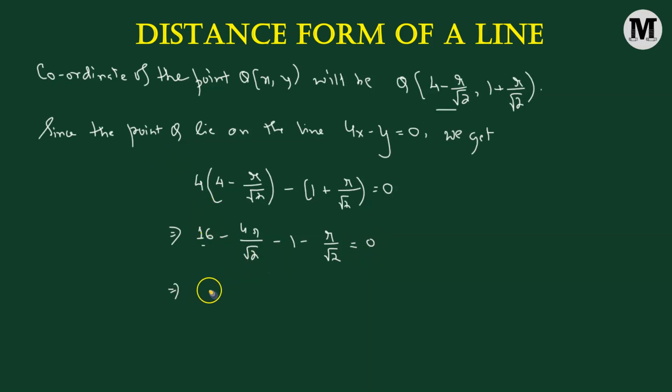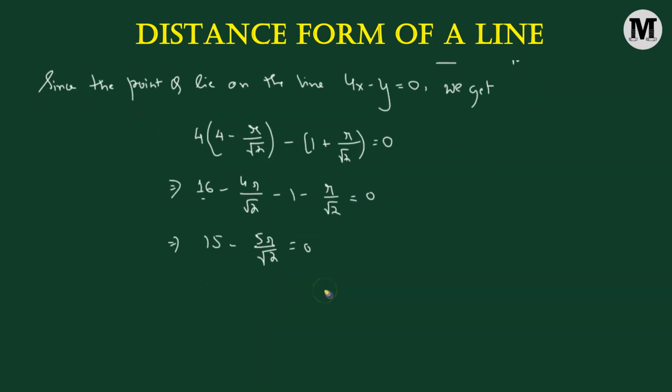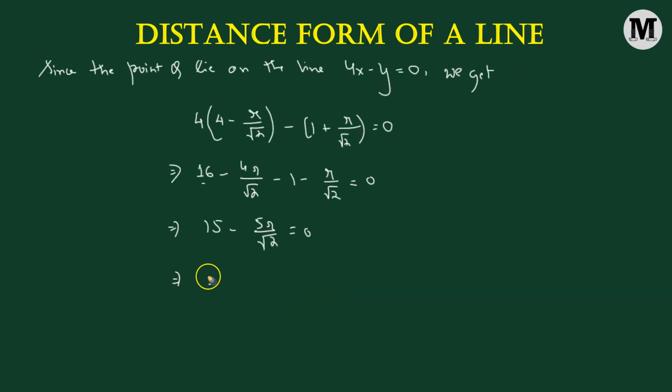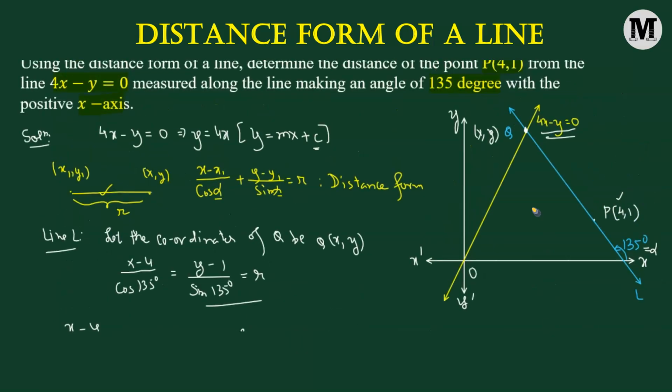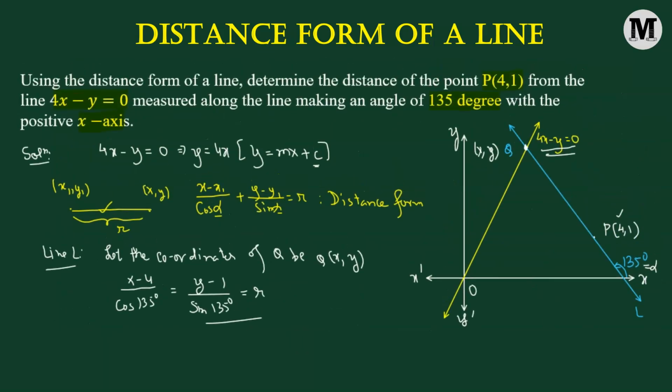So 16 minus 1, that's going to be 15, minus, so 4r over square root of 2 plus r over square root of 2, that's 5 times r divided by square root of 2, equals 0. So we have r equal to 3 times square root of 2 units. So this is going to be the length of r. So that means we have successfully obtained the distance between the point P and the line 4x minus y equals 0. So that came out to be 3 times square root of 2 units.